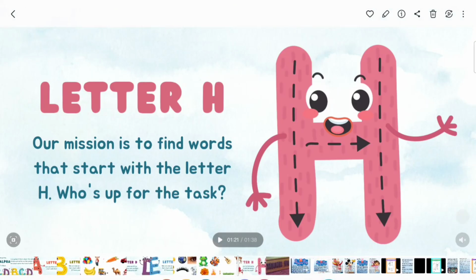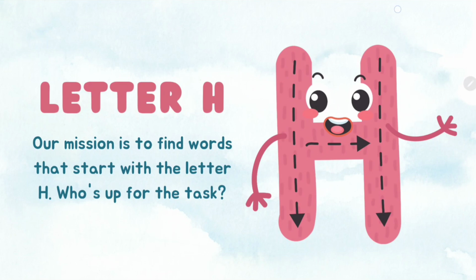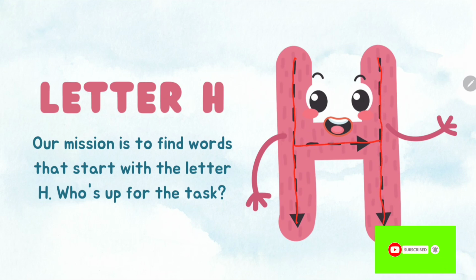Now comes letter H. So first we are going to trace the letter H. Standing line going down, another standing line going down, then join the middle one by tracing the sleeping line. H.